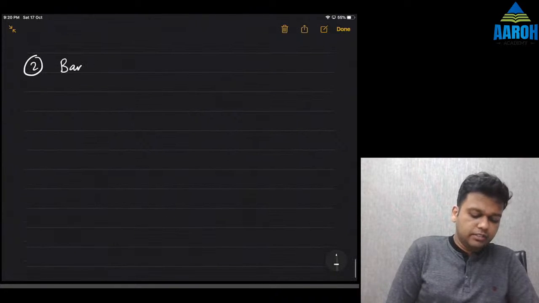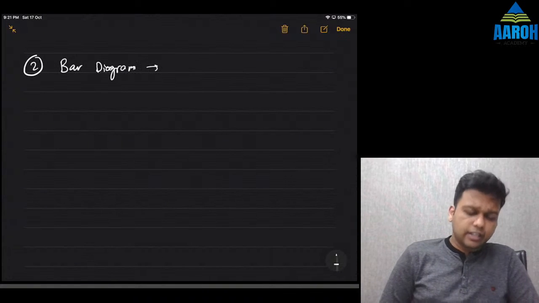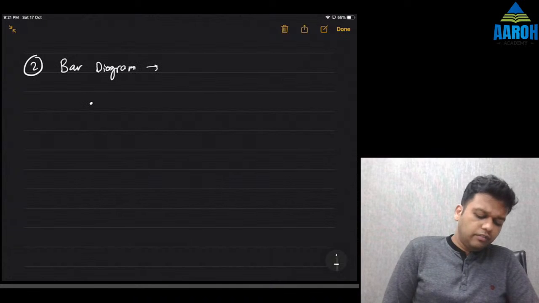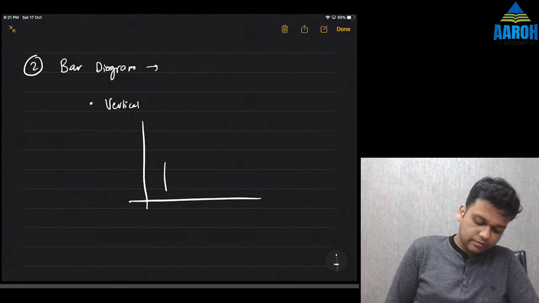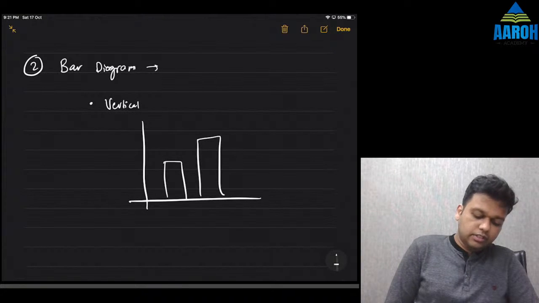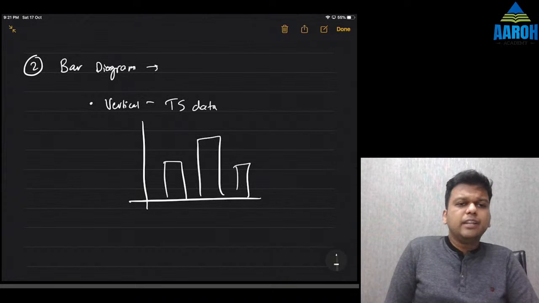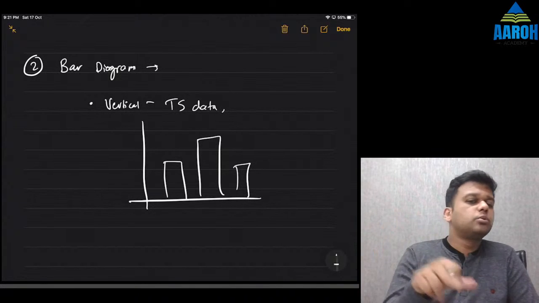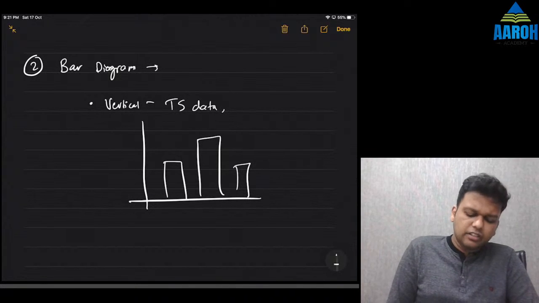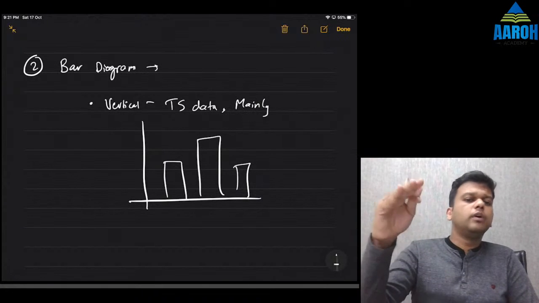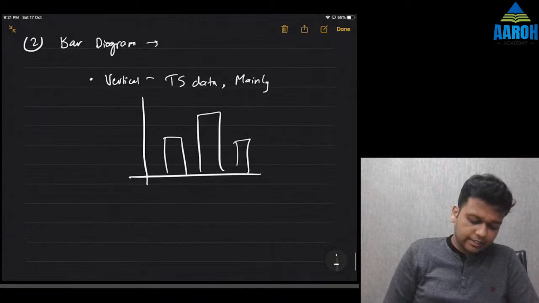Second type of diagram is bar diagram. In bar diagram, a vertical bar diagram, which looks like this, is used mainly for time series data, and then maybe for cardinal data also, like score of each student, marks of each student and so on. But mainly time series data, right? Over the years, what is the production, what are the sales.